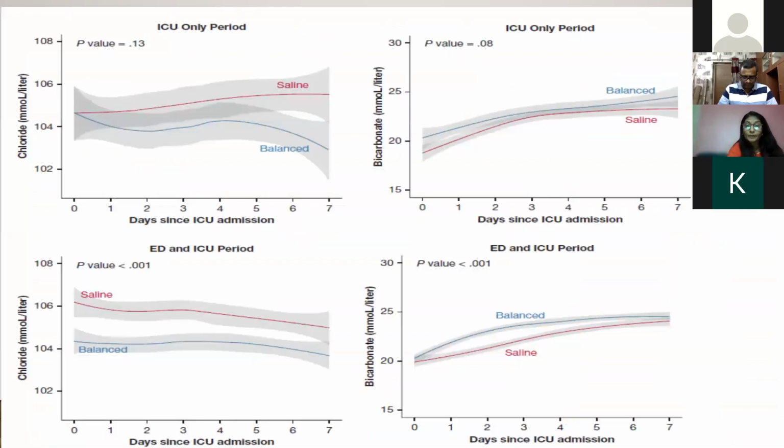From the very beginning, the patients who were given normal saline as a resuscitative fluid showed an increased load of chloride. In the balanced salt solutions, the bicarbonate levels were a little on the higher side. The patients who were received from the emergency department and then went to the ICU came with a higher load of normal saline from day 0. And the bicarbonate levels were more or less the same in the balanced and the saline groups.